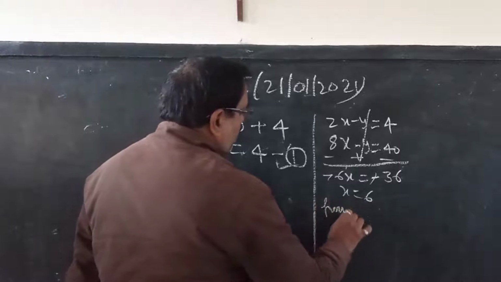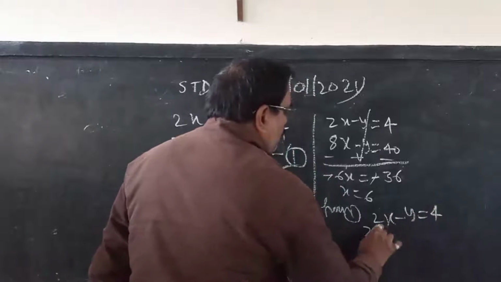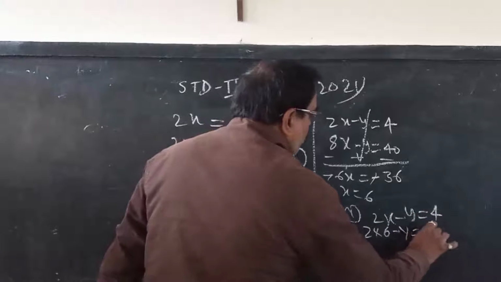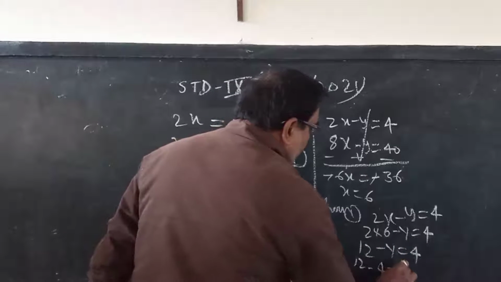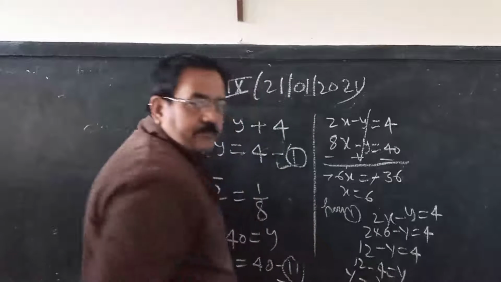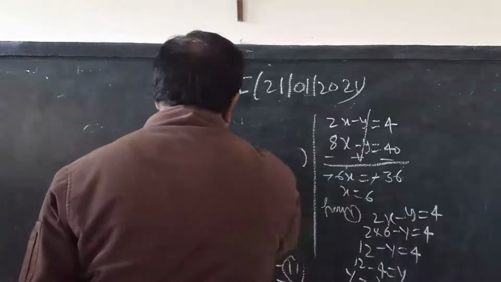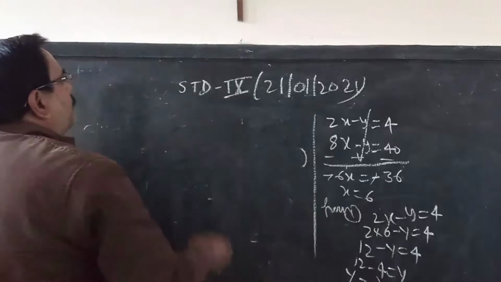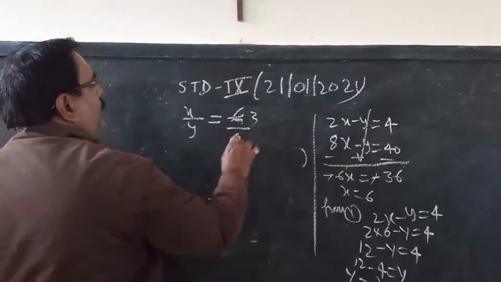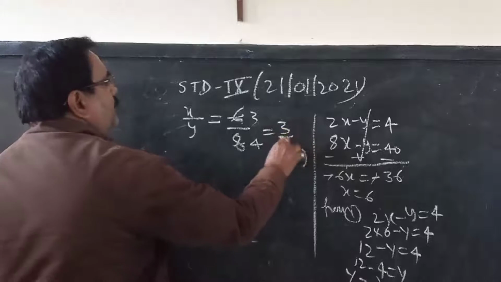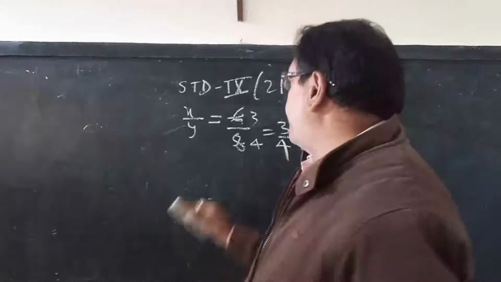Right. Now put this value of x in any of the equations. So from the first, 2x minus y is equal to 4. 2x is 12, so 12 minus y is equal to 4, meaning 12 minus 4 is equal to y. So y is equal to 8. Now we have to write the fraction. What is our fraction? Our fraction is x by y. So x value 6, y value 8, so 3 by 4. The fraction is 3 by 4. This is our answer. You have to always write it in the simplest form.